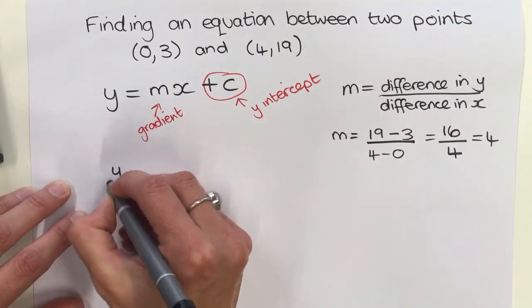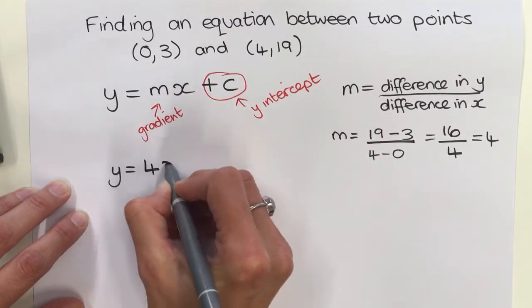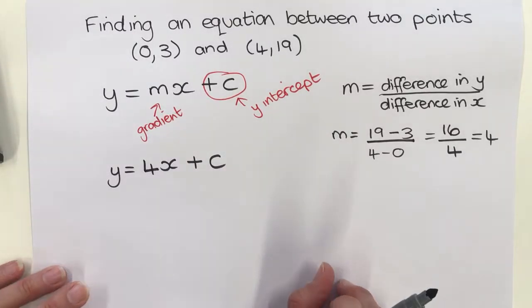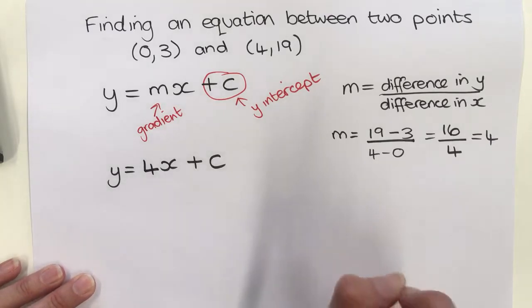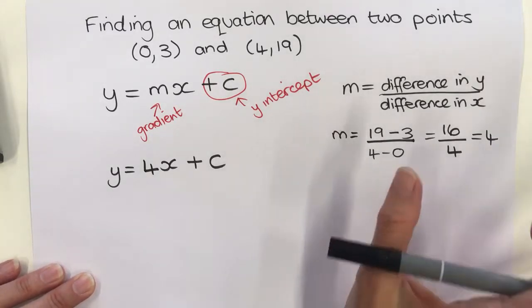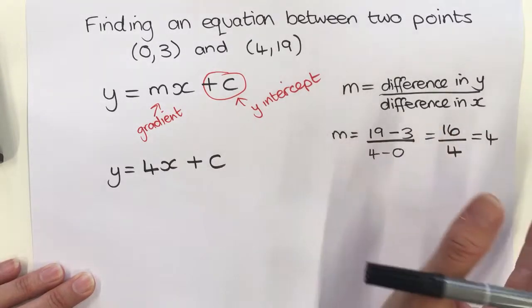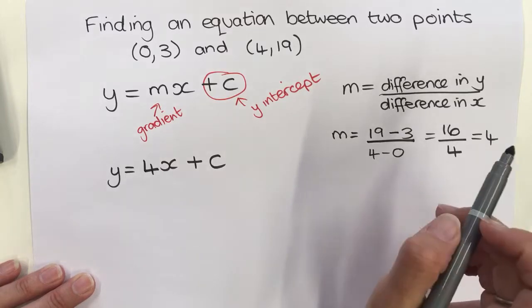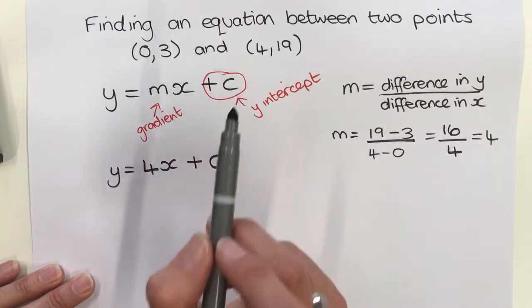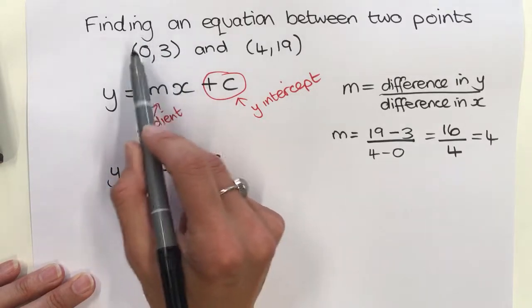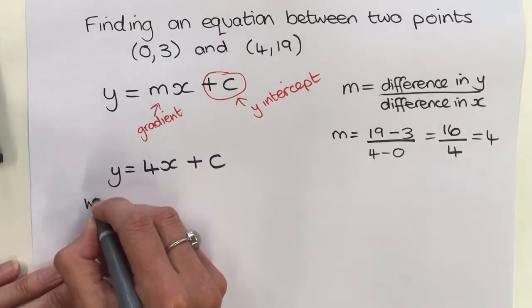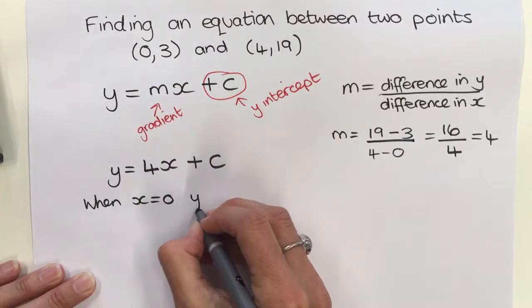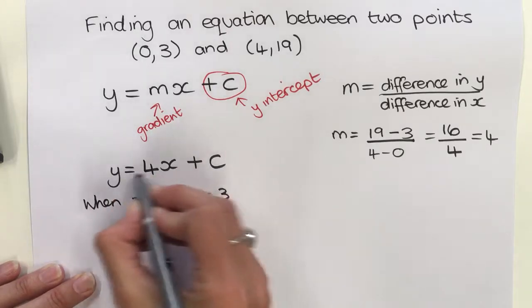So I can start to write this: y equals 4x plus c. Now the next step is to work out what the c value is. The question already gives us the c value, but I'm going to ignore that for a minute and show you a different method to calculate it, if you didn't recognize you'd already been given the c value. If you take one of the coordinates, we'll take this one, which is an easier coordinate, the x value is 0, so when x equals 0, the y value is 3. And I'm going to substitute it into here.